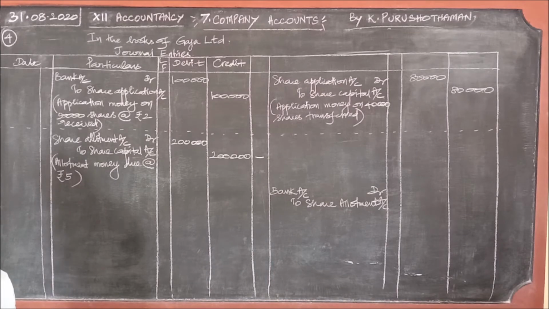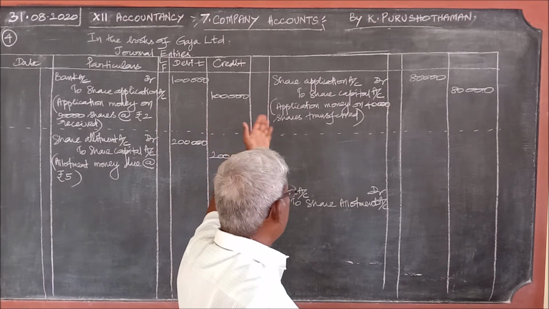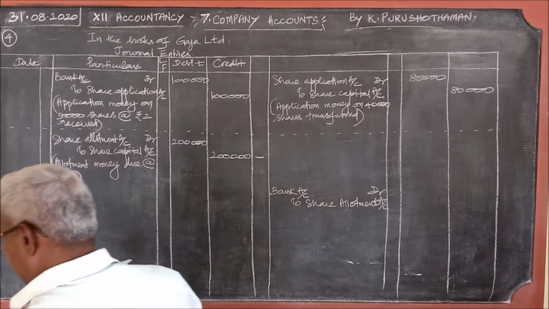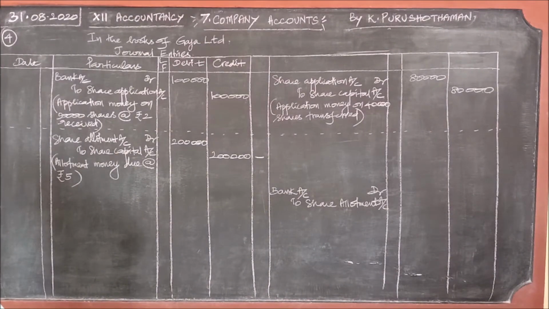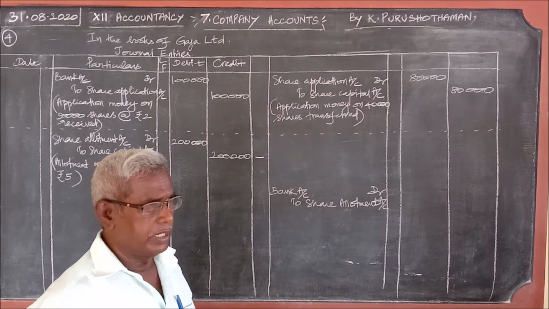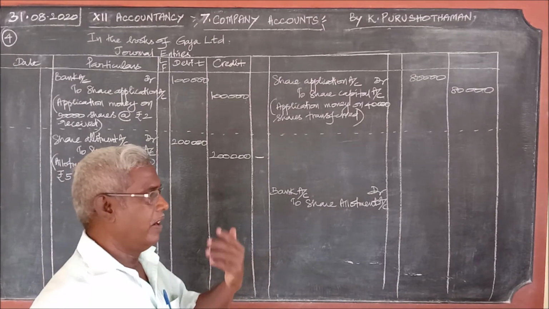The directors decided to allot 40,000 shares on pro rata basis, and the surplus of application money. How much is the surplus? Application money received is 1 lakh, but actual application money is 80,000. So the surplus is 20,000. That 20,000 should be utilized for allotment.